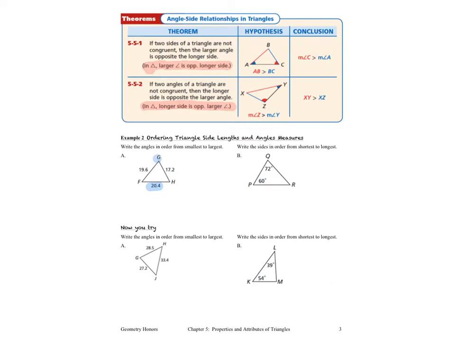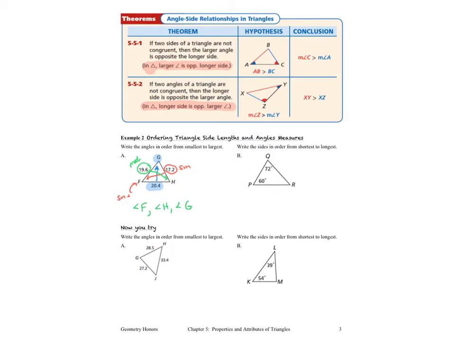So if I need to put these, oops, that was opposite. Okay, so if I need to put these in order from small, medium, large, 17.2 is the smallest, and so angle F that's across from that would be the smallest angle. And 19.6 is the medium side length, and so angle H is the medium angle, and the blue ones I highlighted for you are the largest. So write the angles in order from smallest to greatest. It would go angle F for smallest, angle H for medium, and angle G for largest.